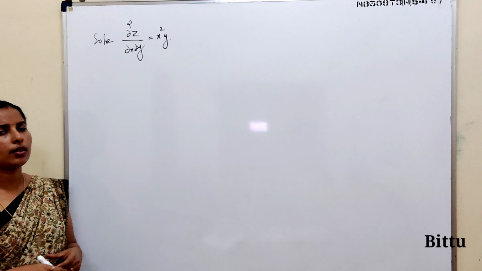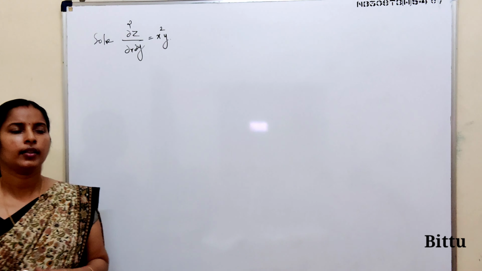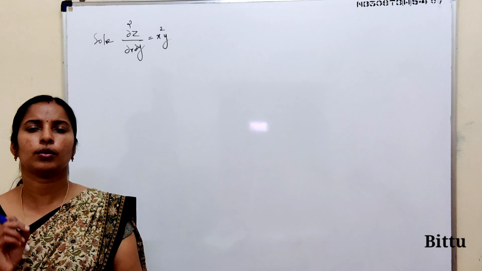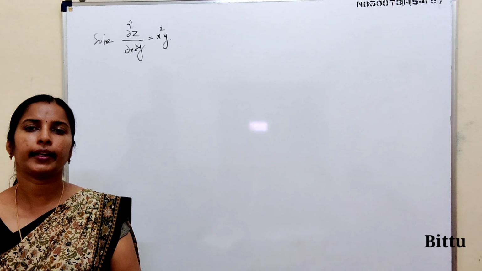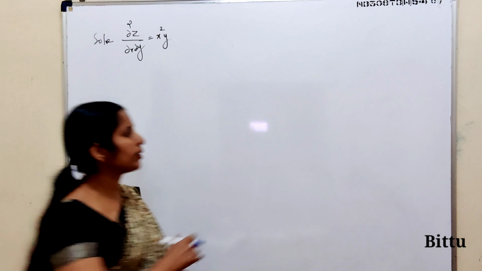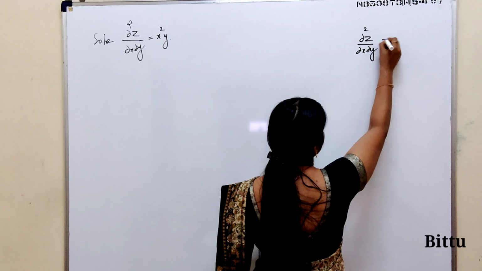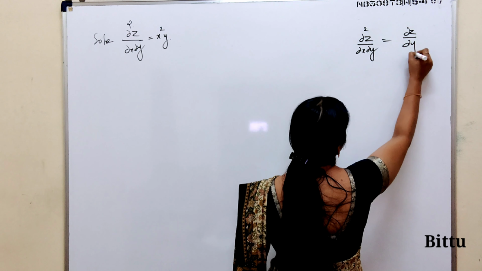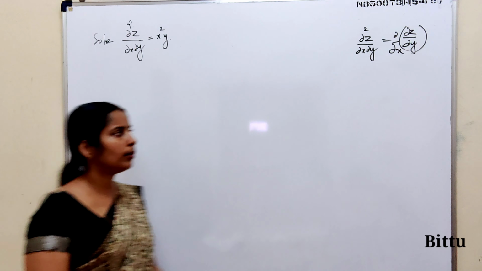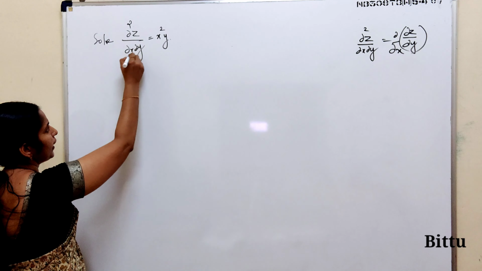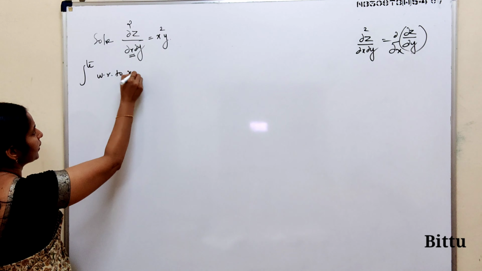Second question is solve dou square z by dou x dou y is equal to x square y. See, in this partial differential equation, there is only one term with the partial derivative. So we can find its solution by direct integration. What is dou square z by dou x dou y? It is dou by dou x of dou z by dou y. So first you integrate with respect to x.